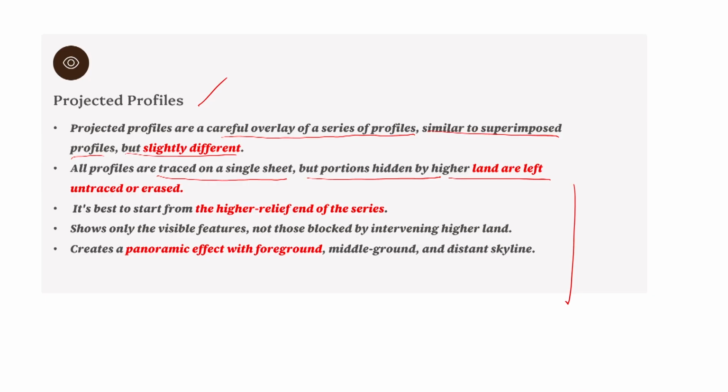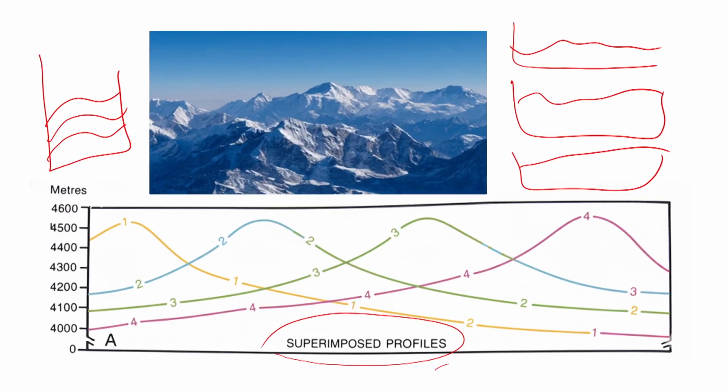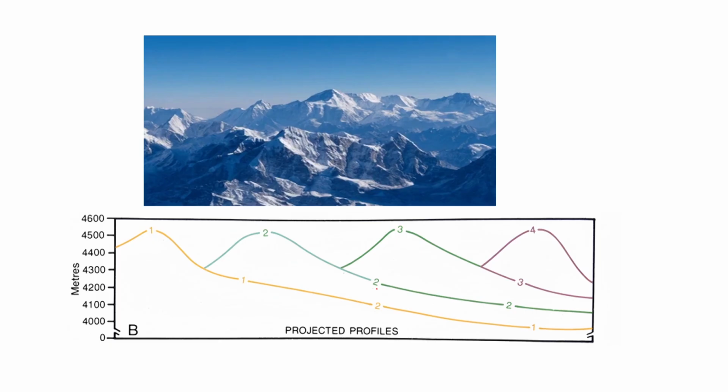Then the projected profile. You look at this figure, only the major area is covered, that only we can draw. Look at this superimposed profile, we can erase this area only, all of this area is erased, and finally we can get this kind of profile. That is called the projected profile.